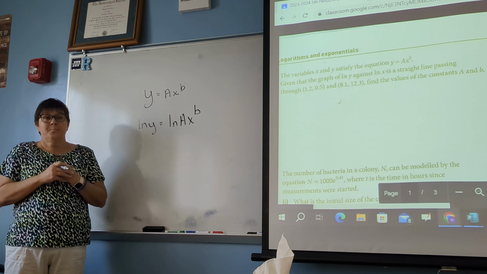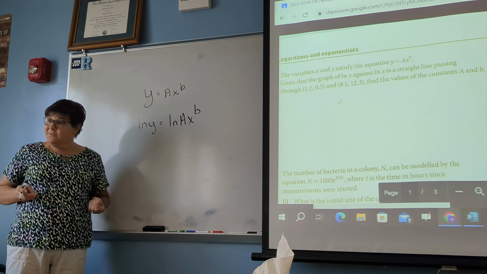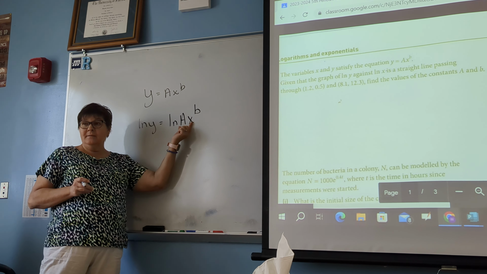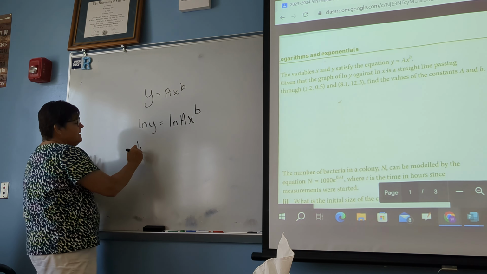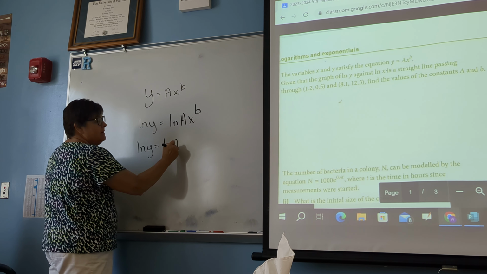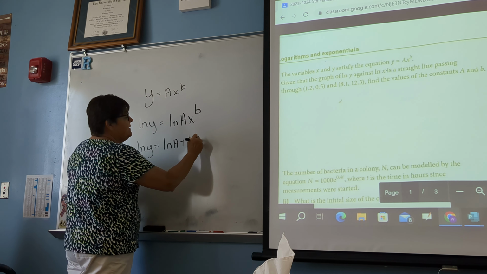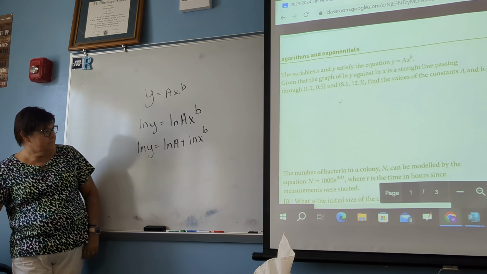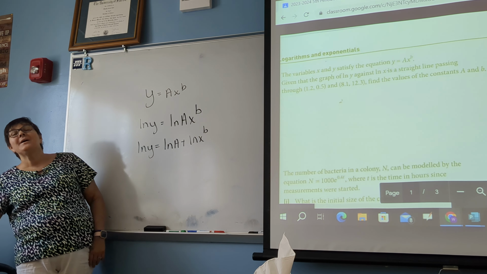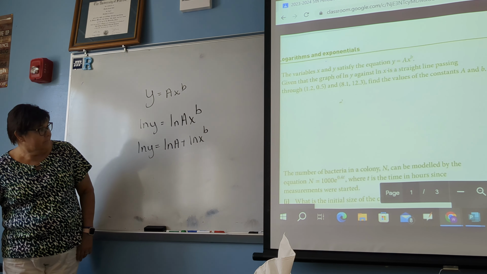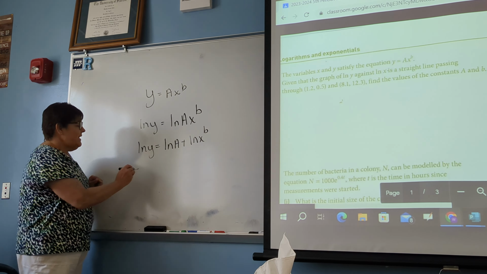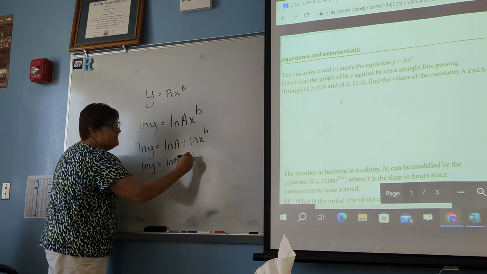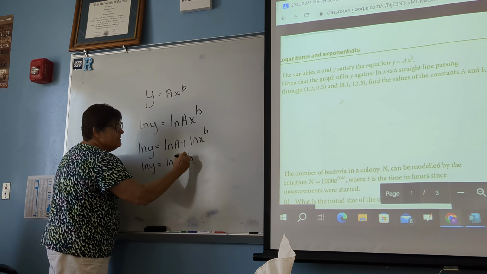I would have to expand it first. What does she mean by expand it? What does multiplication mean? Addition. So ln of y equals ln of a plus ln of x to the b. Now, what do I do? Put the b in front. So we have ln of y equals ln of a plus b ln of x.